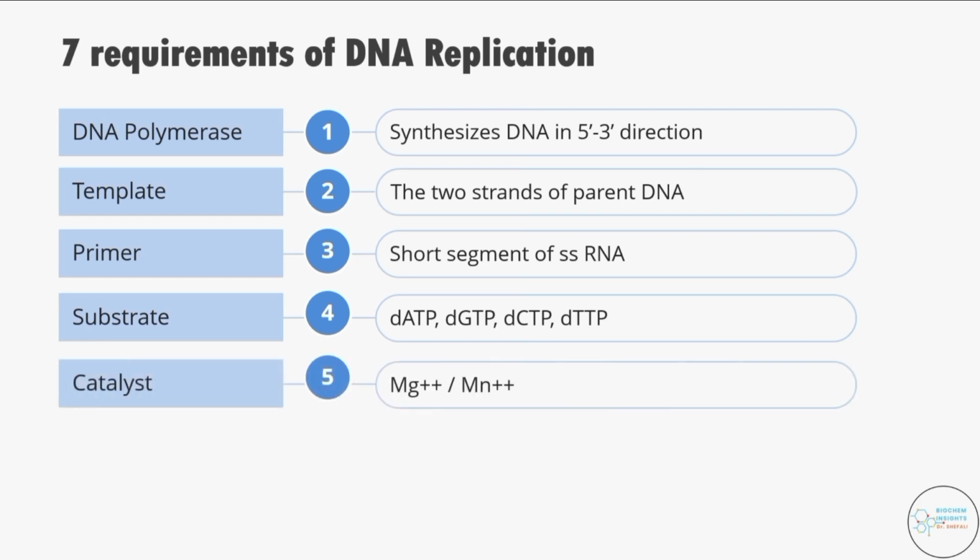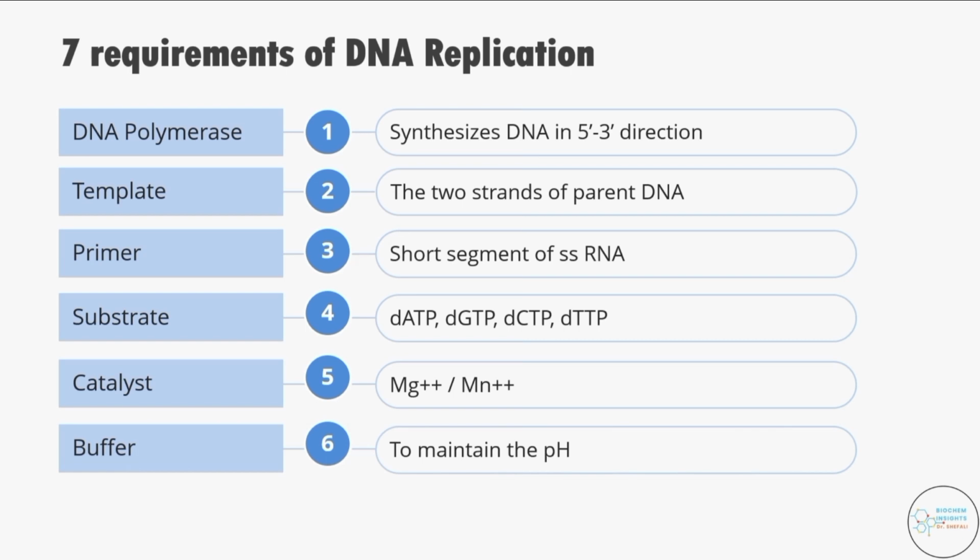Fifth requirement is that they need magnesium or manganese or any divalent cation to act as catalyst. Why do they need these divalent cations, as you know that any enzyme itself is a catalytic substance? DNA polymerase needs a divalent cation to improve its catalytic rate. And then it needs a buffer to maintain the pH of the chemical reaction. See, ultimately what are we doing with the help of DNA polymerases? We are mediating a chemical reaction, and you know for any chemical reaction pH needs to be maintained, so we need a buffer.